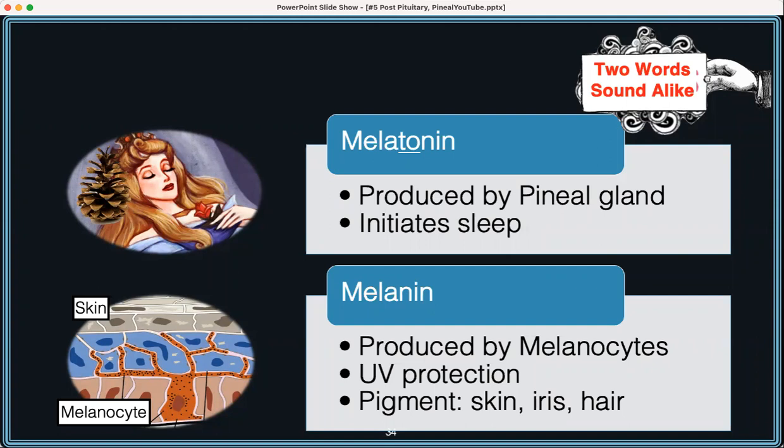So another couple of things to remember, melatonin produced by the pineal gland initiates sleep. And don't get that confused with another word called melanin, which is produced by melanocytes. It is present in the skin, determines the eye color of your iris and your hair color.